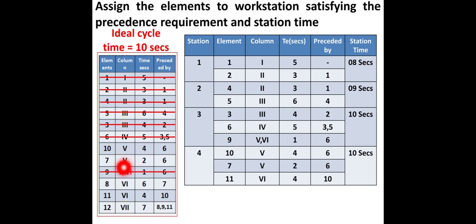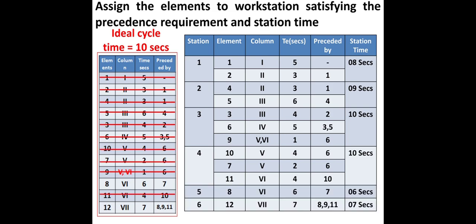After this I will come to element number 8. Element number 8 has element time 6, so 6 plus 6 will be 12. I can't consider it, though it satisfies the precedence constraint. So I'll go for element number 11, which has element time 4 and is preceded by 10. 10 is appearing above, so I can consider that. So the total time will be 10 seconds: 4 plus 2 plus 4. So station 3 will have 3 elements.